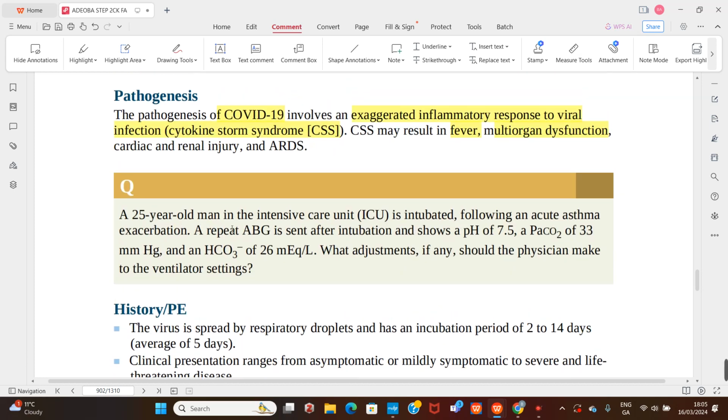Let us look at this question. A 25-year-old man in the ICU is intubated following an acute asthma exacerbation. A repeat ABG is sent after intubation and shows a pH of 7.5, PaCO2 of 33, bicarbonate of 26. What adjustment, if any, should the physician make to the ventilator setting?